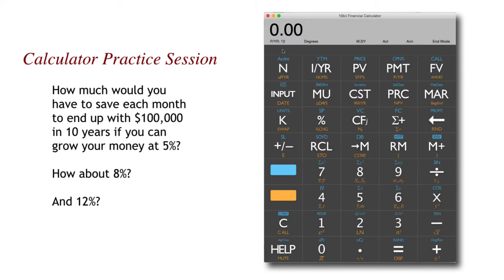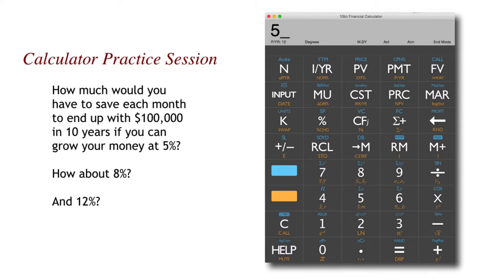Okay, so how much would you have to save each month if you want to end up with $100,000 in 10 years if you can grow your money at 5%? So what's your guys' answer? Or what would you do first?